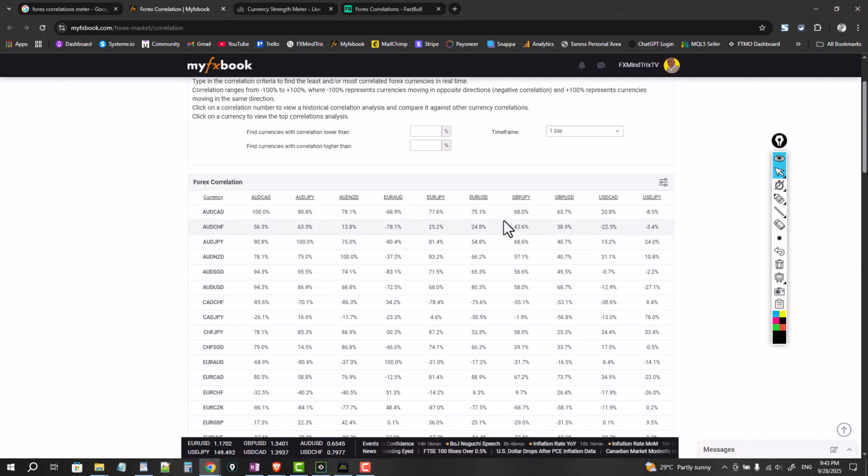pair that has a very, very low correlation with the AUD/CAD. In this case, this would be the one on the extreme end here, which is the USD/JPY currency pair. Because the correlation between them is almost non-existent, at only around minus 8.5%, when the AUD/CAD is doing its thing, the USD/JPY is also going to do its thing. They're almost not concerned with each other. And this is the type of correlation that you want to trade in your portfolio.